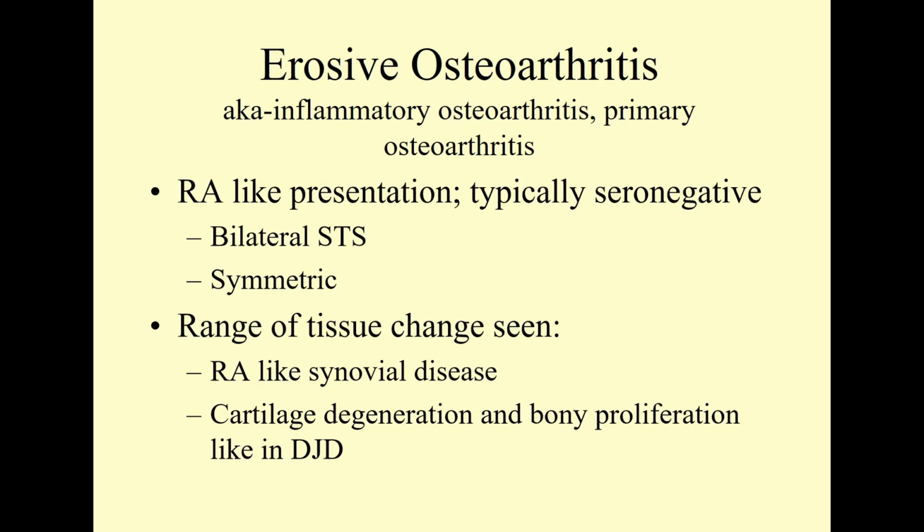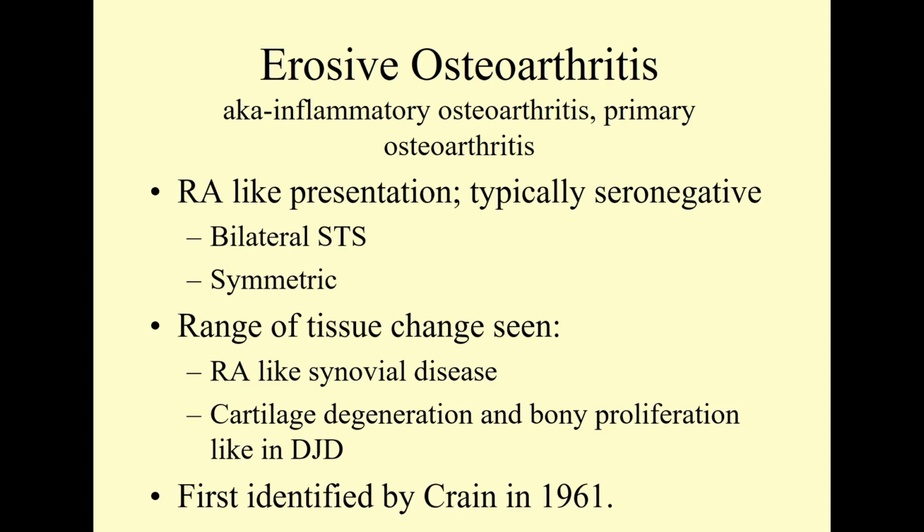Now, arthritis that falls into this erosive osteoarthritis group, or EOA for short, shows a range of pathology. Sometimes we do see synovial proliferation, which is very much a hallmark feature of rheumatoid arthritis, but we also can see changes that are very consistent with cartilage degeneration, as you find in DJD. There are even some cases where there are marginal osteophytes, again, another very DJD thing. Again, blood work, negative rheumatoid factor. That puts a big hole in any thoughts of a rheumatoid arthritis diagnosis.